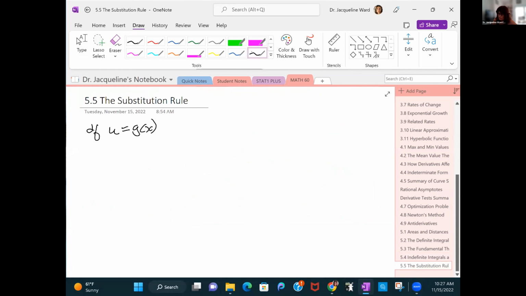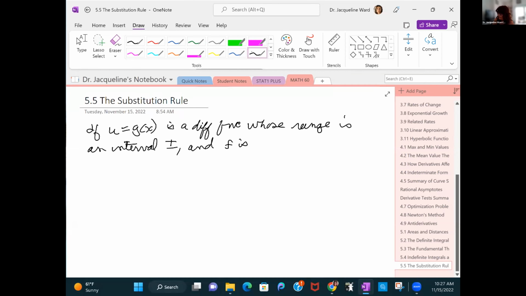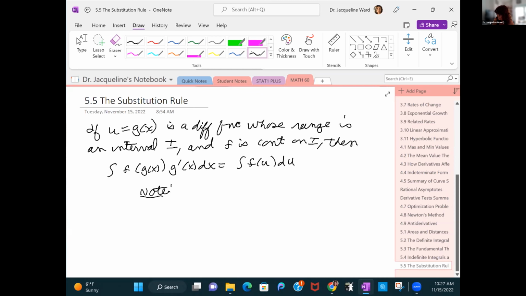Okay, so this is the substitution rule. If u equals g of x is a differentiable function whose range is an interval I, and f is continuous on I, then the integral of f of g of x times g prime of x dx is the integral of f of u du. And so u is g of x, and du/dx is g prime, or du is g prime dx.